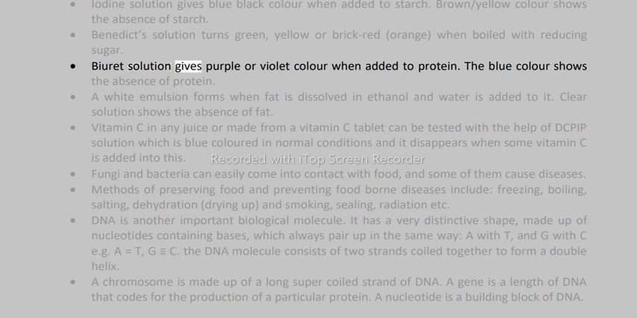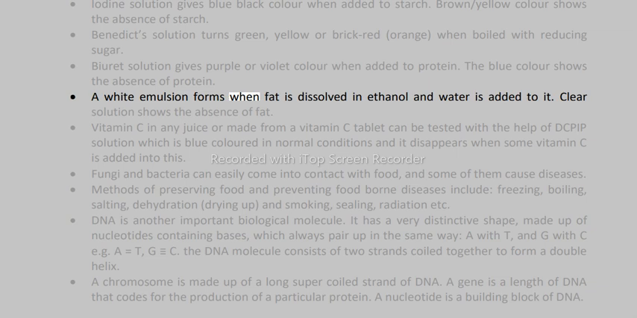Biuret solution gives purple or violet color when added to protein. The blue color shows the absence of protein. A white emulsion forms when fat is dissolved in ethanol and water is added to it. Clear solution shows the absence of fat.